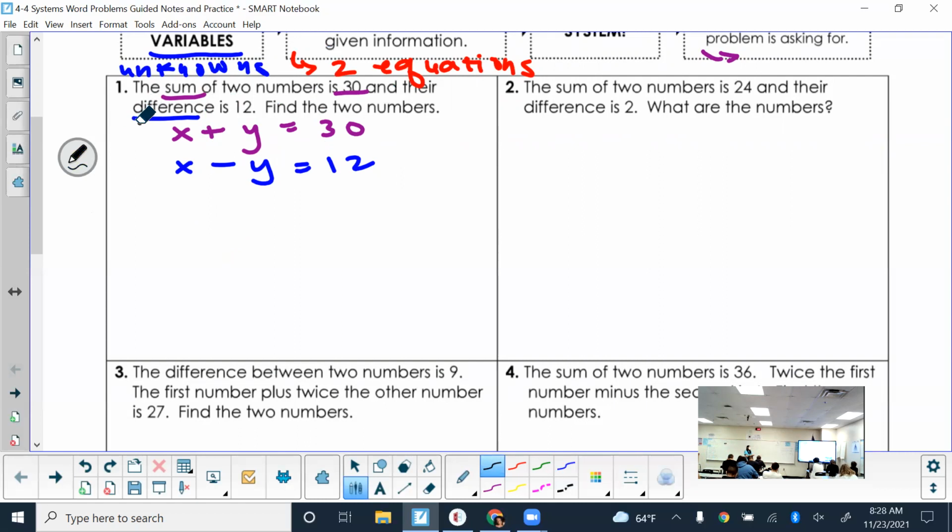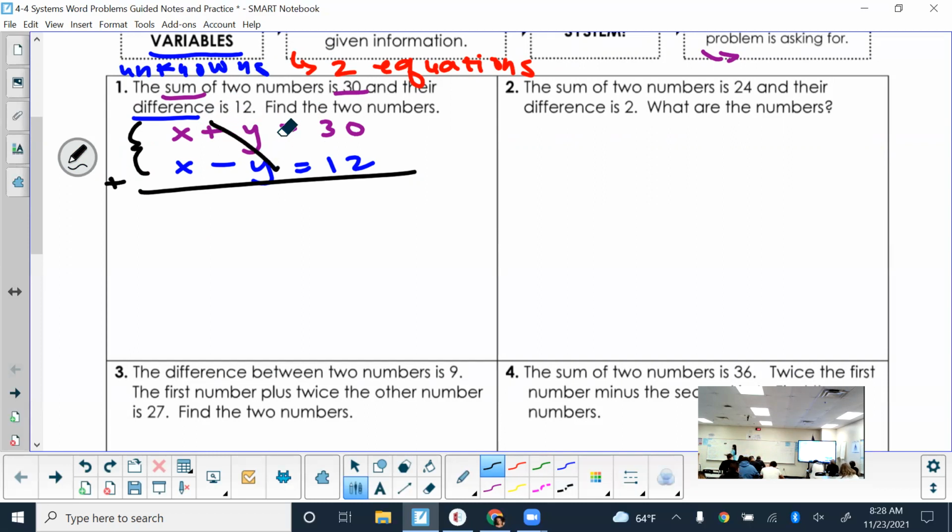Here's my system. What method do you think would work best with these? I agree. I think elimination would work best. Because do we have a common coefficient? Yes. Do you want to eliminate X or Y? Y. All right, if I want to eliminate Y, and you can choose to eliminate X, we're just going to eliminate Y this time. Do they have the same sign or opposite? So do I need to add or subtract? Good. Adding them together would eliminate the Y's.